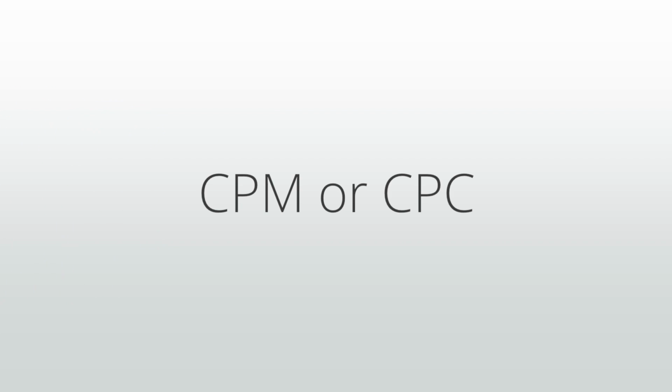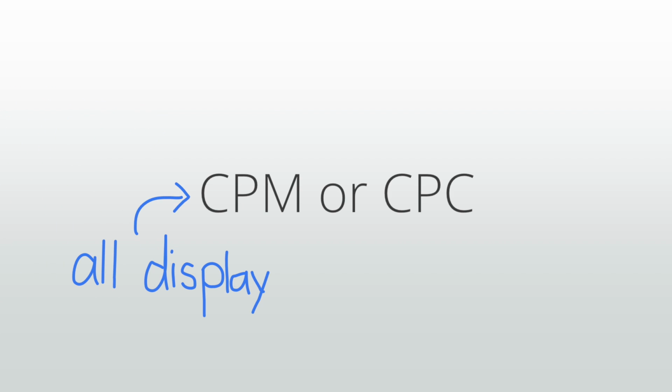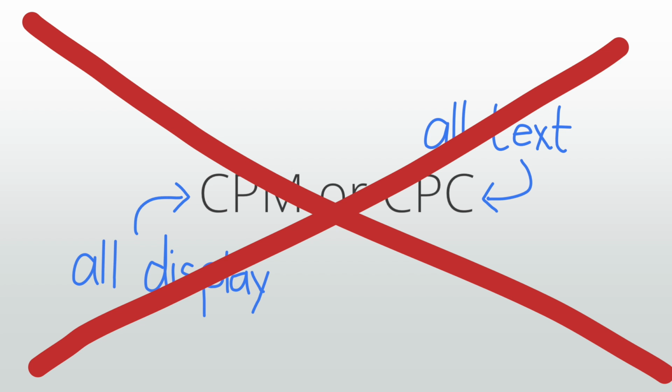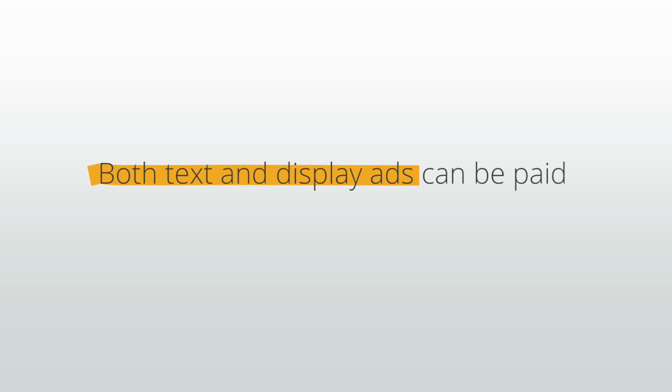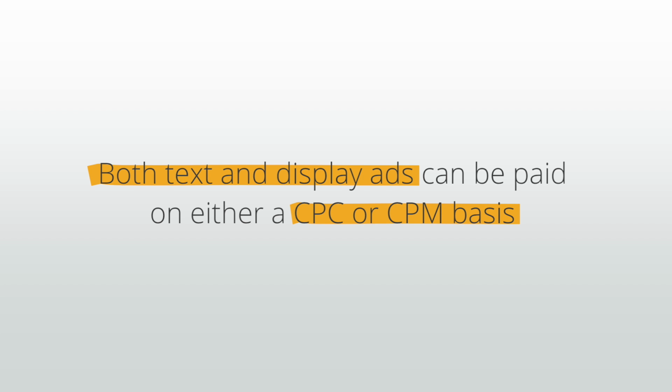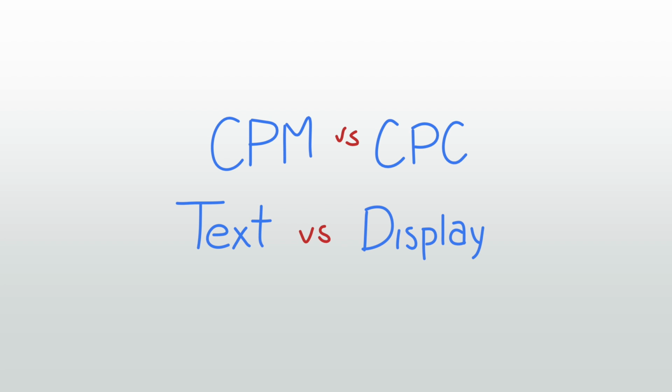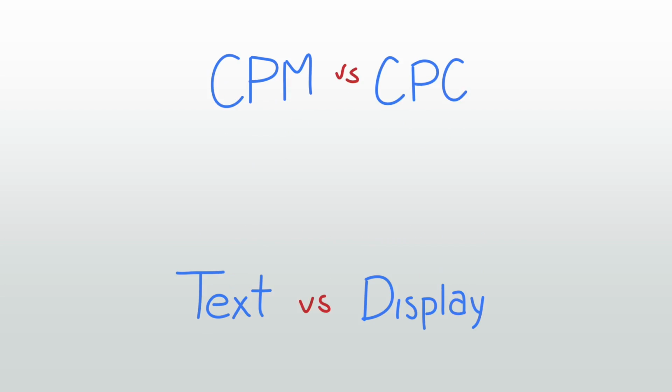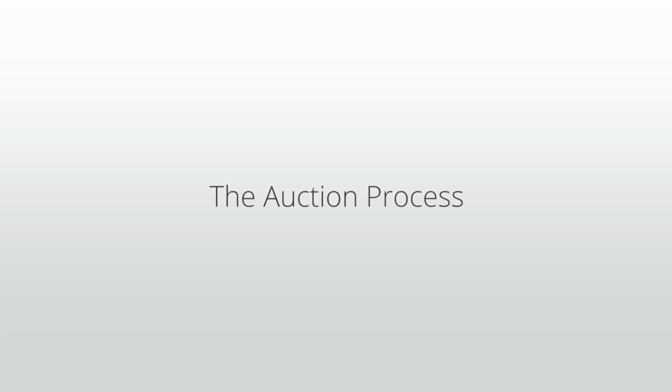It's a common misconception that all display ads are paid on a CPM basis and that all text ads are paid on a CPC basis. The truth is that both text and display ads can be paid on either a CPC or CPM basis. Advertisers can choose which type of ad they'd like to create, for example, CPM versus CPC or text versus display. Now that we've covered the bidding options, let's move on to the auction process.